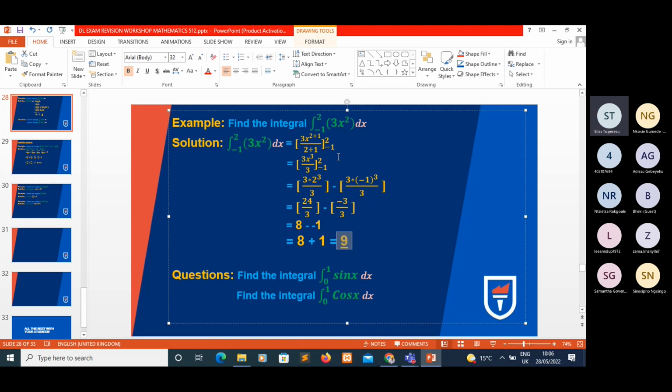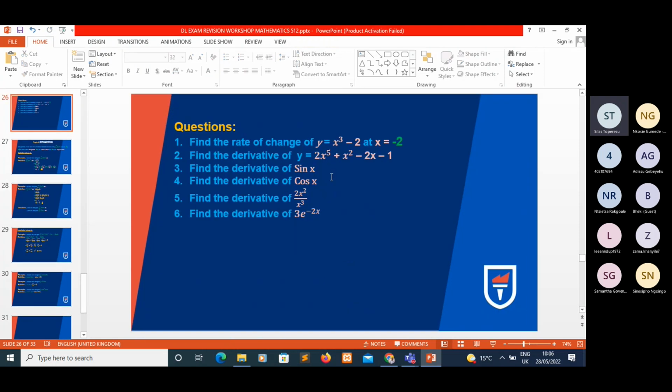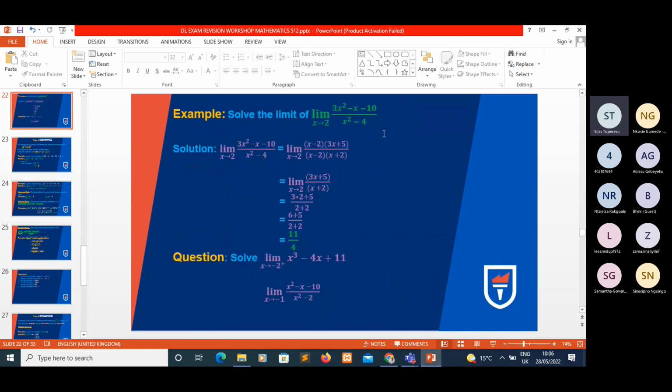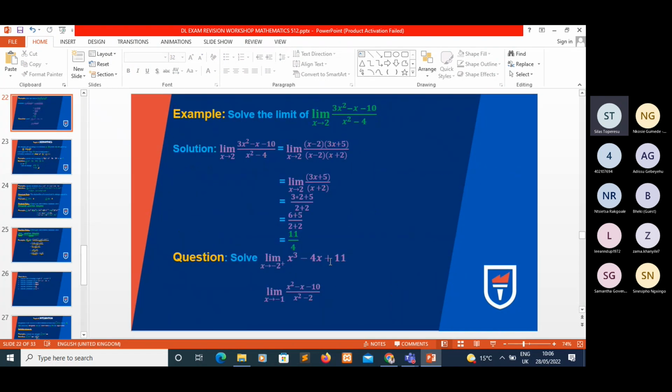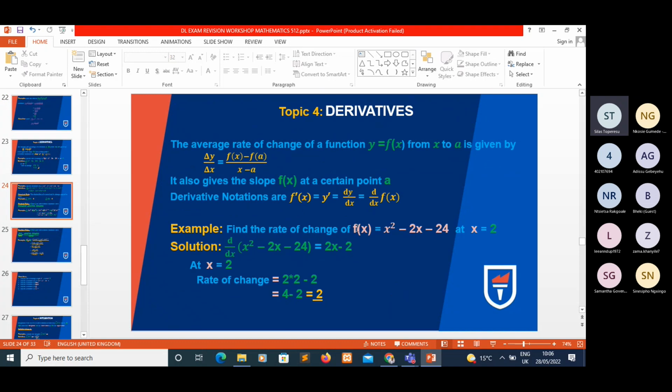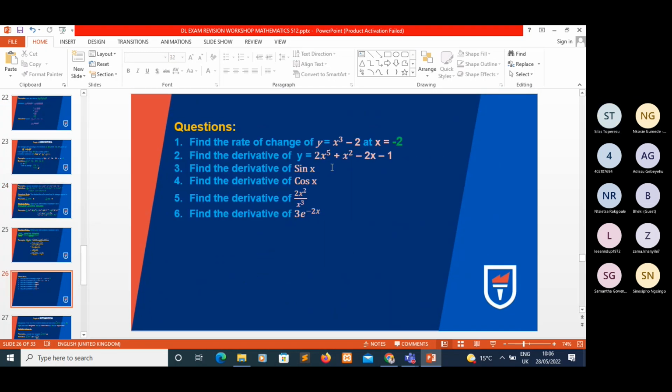The same applies to differentiation. You are going to get differentiation where maybe you have to find the rate of change and the limit. Differentiation, you see the example that I gave you as the rate of change.